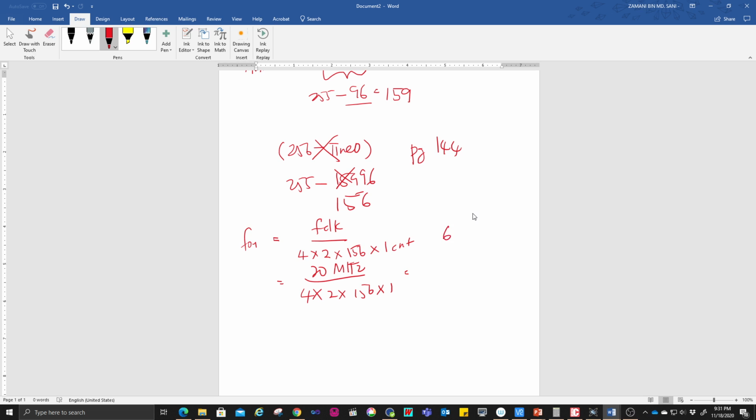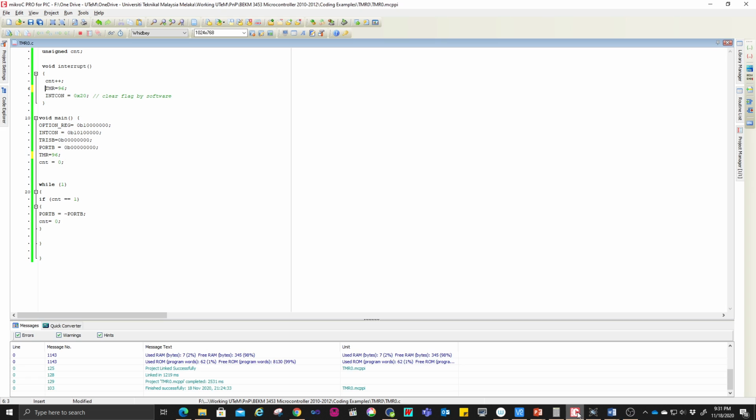6.24 times 10 to the power. Let's try to look at the result. This is the T for this one. So whether it's correct or not, let's try. So project build again.